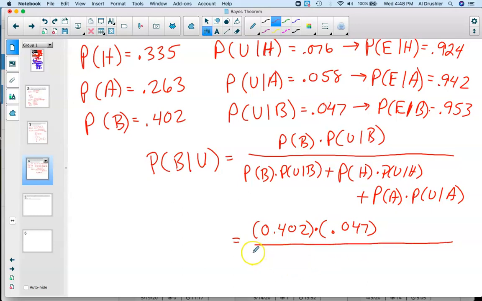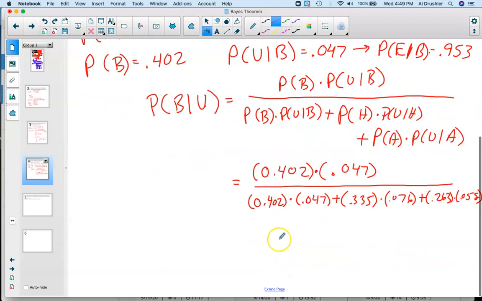The first one, I'm going to write a little smaller here, is just a duplicate of what was above. Now we're going to focus on the high school: 0.335 times unemployed given high school, 0.076. Now we're going to focus on the associates: 0.263 times, now that's the unemployed given associates, 0.058.